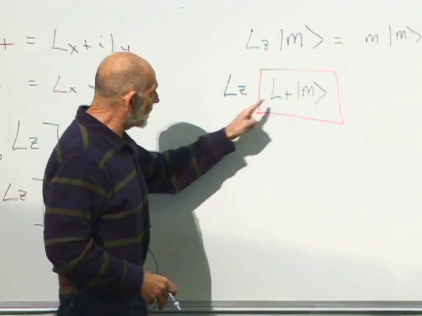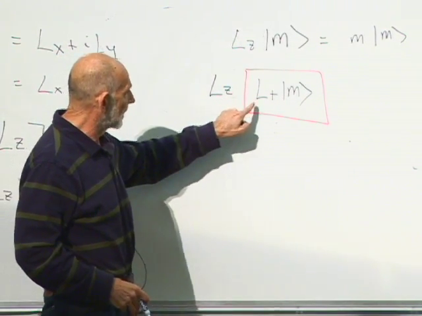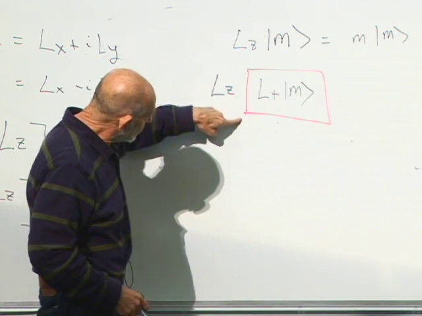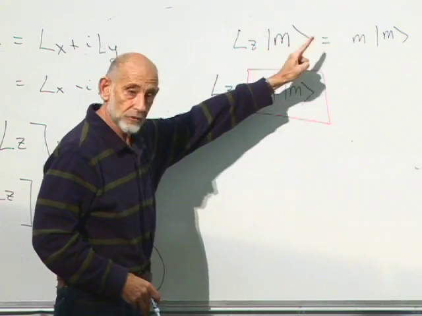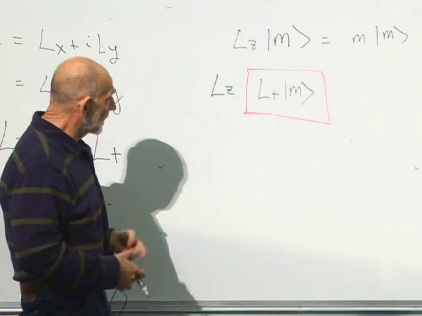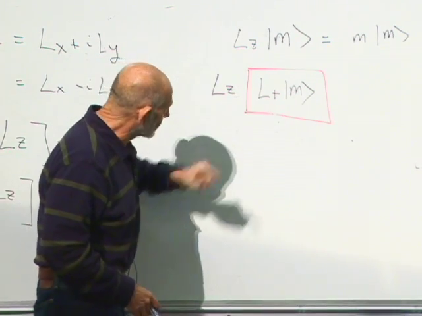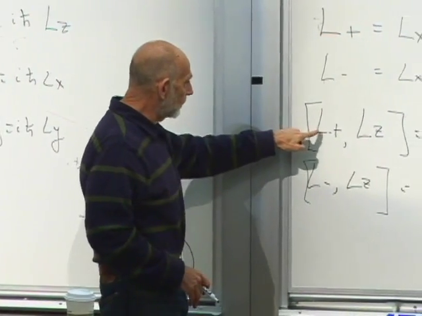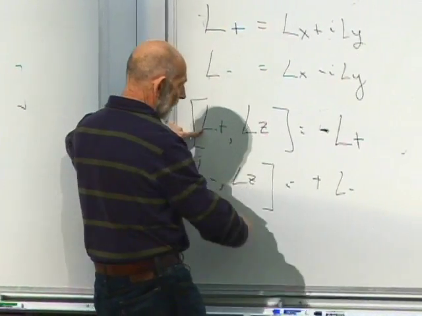Now, this would be easy to compute if LZ commuted with L plus. Then we would just push the LZ through and use the fact that LZ on M just gives us M times M. Okay? That would be easy. But it's not that easy. We can't push LZ through L plus. Why? Because they don't commute. But if we use the commutation relations, we can. So let's write out what this commutation relation means.